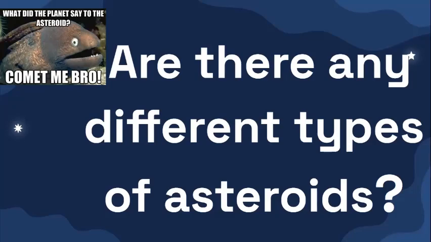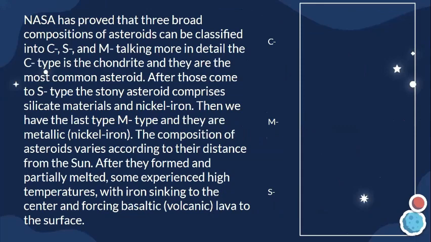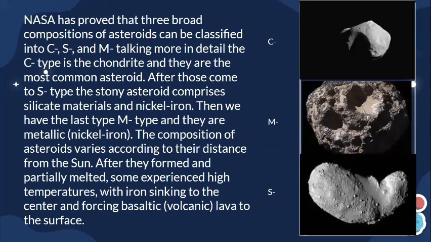Anyway, besides all that, are there any different types of asteroids? There are. NASA has proved that there are three broad compositions of asteroids that can be classified into C-type, S-type, and M-type. Talking more in detail, the C-type is the chondrite, and they are the most common asteroid, as you can see right here. After those comes the S-type, the stony asteroids, comprising silicate materials and nickel and iron. Then we have the last type, the M-type, and they're metallic nickel-iron.